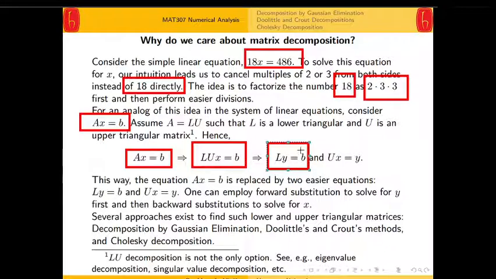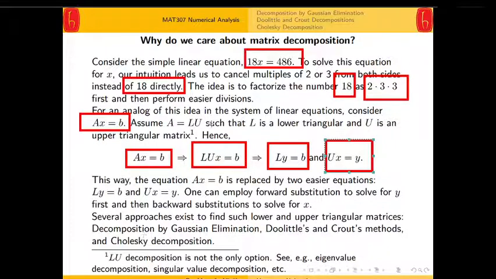The solution for that part can be found by forward substitution. And then once we have the value of y, we can put it there and solve for this system. And U is an upper triangular matrix, so we can find the solution by backward substitution. Okay, so several approaches exist to find such lower and upper triangular matrices. What we consider here is decomposition by Gaussian elimination, and Doolittle and Crout methods, and Cholesky decomposition.